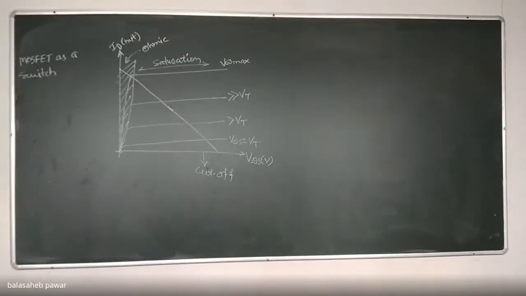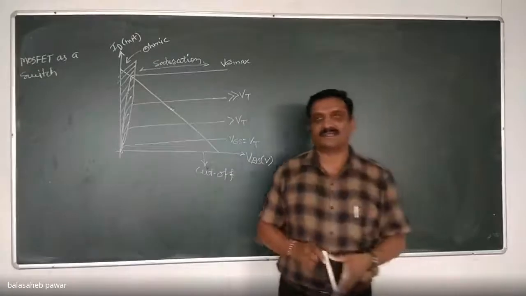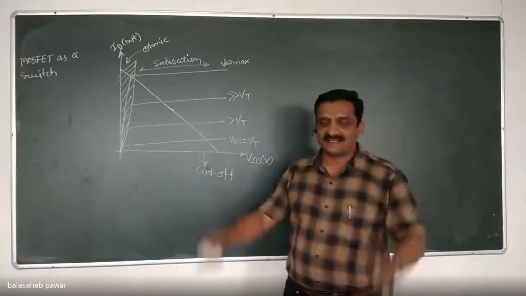Saturation. Yes, it should be in saturation, correct? Why should it be in saturation? Why not in cutoff or why not in ohmic? Because, being an amplifier, the voltage across the transistor should be as large as possible. Yes or no? Voltage across the transistor should be as large as possible.